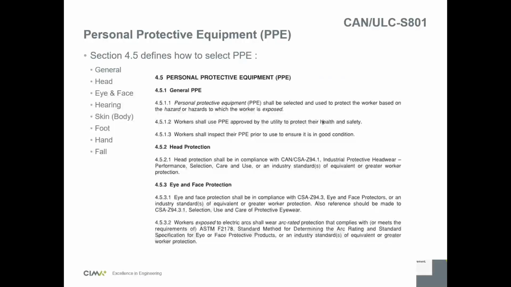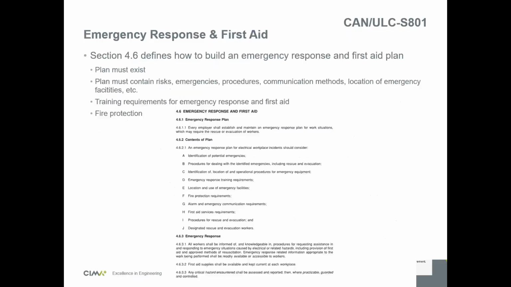Then section 4.5 defines how to select PPE. So PPE for general PPE: head, eye and face, hearing, skin, body, foot, hand, and fall. So mostly this section doesn't go into much detail, but only refers to external standards. For example, it refers to CAN/CSA standards or ASTM standards to define the PPE.